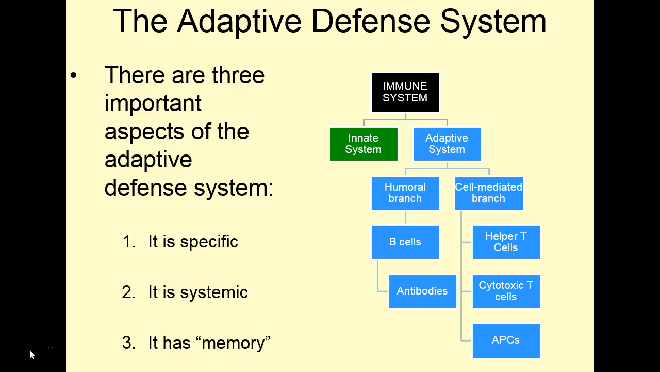Cytotoxic T cells are the ground troops, or the foot soldiers. They take orders from helper T cells and are the cells within the cell-mediated branch that actually go out and destroy microorganisms. Lastly, antigen-presenting cells, or APCs, are the spies, or the policemen of the immune system. They look for foreign invaders in the body, and after finding them, take them and show them to a helper T cell to get an immune response against that pathogen coordinated.